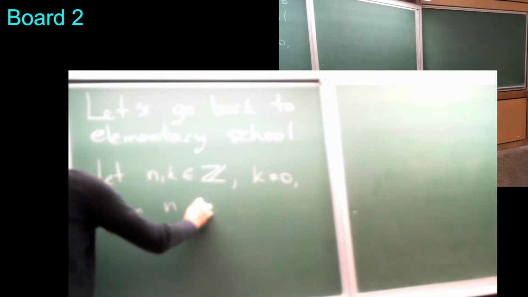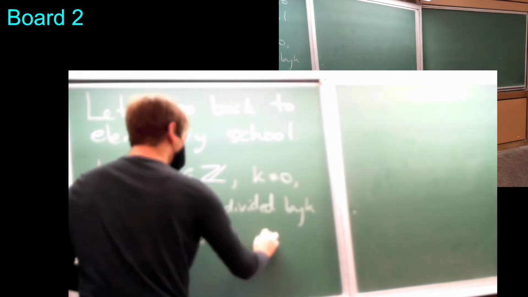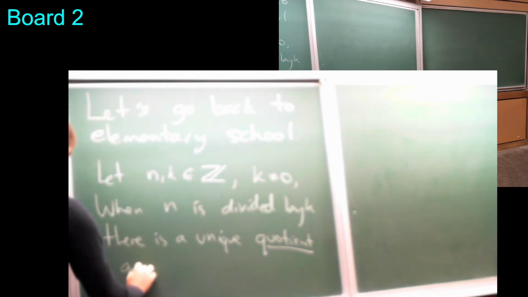So here's something that hopefully everybody remembers from elementary school. Yeah, grade 3 is a prerequisite for this course, so you need to know this. Okay, this is probably not how it was written in elementary school, but let n and k be integers where k is not 0. So when n is divided by k, there is a unique quotient and remainder.